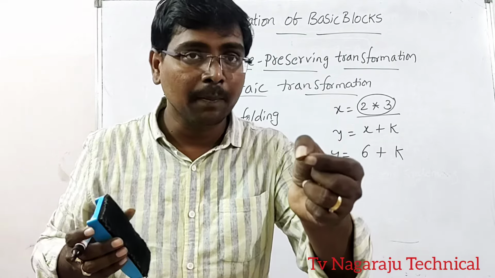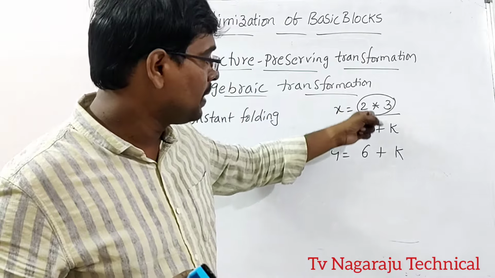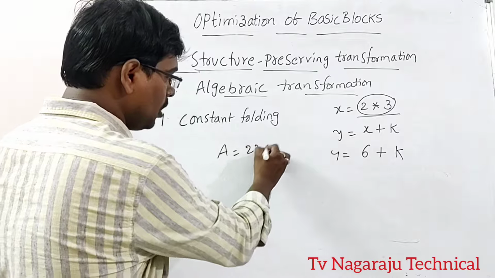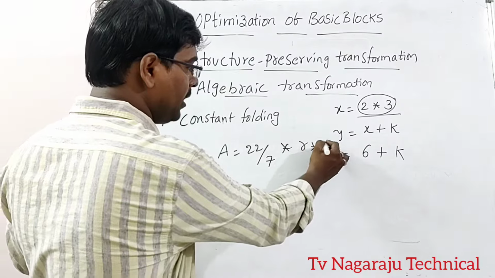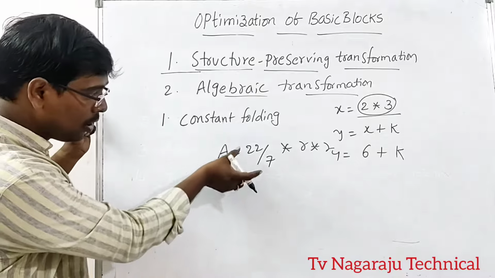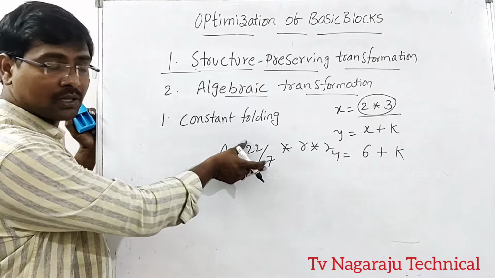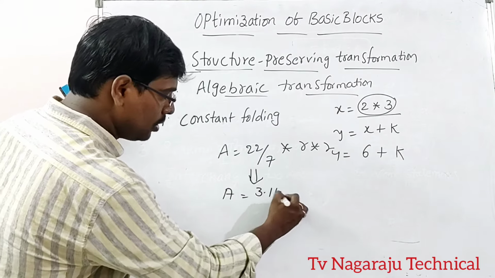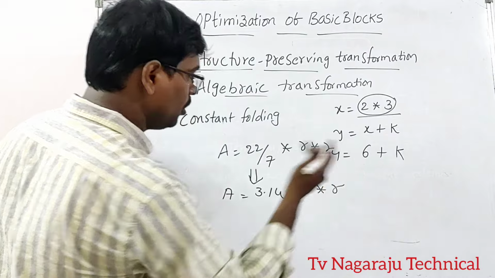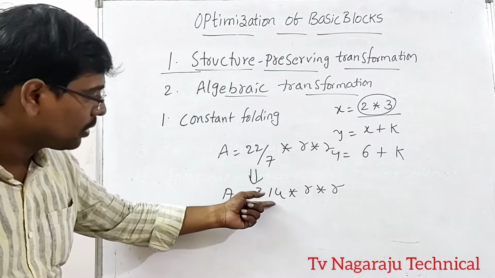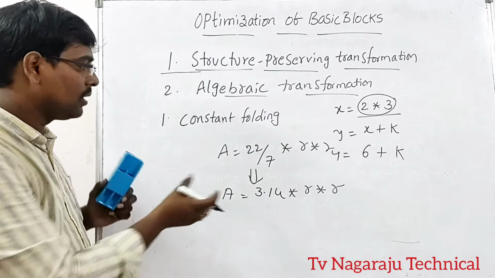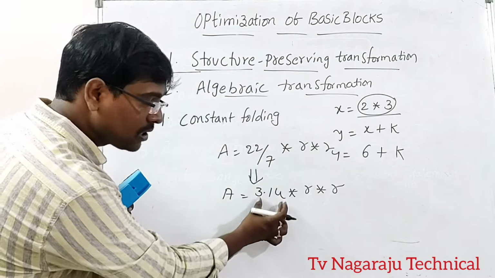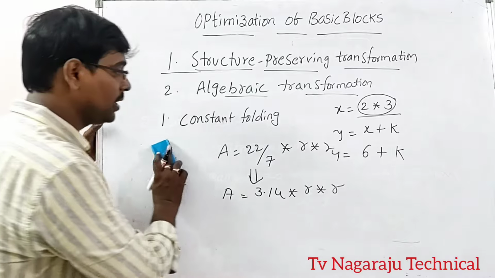Whenever that expression appears, it is replaced with the value. Or else, suppose a is equal to 22 by 7 into r into r. Here we need to evaluate the expression. So how to optimize the code? A is equal to 3.14 into r into r. This is constant folding. Evaluate the expression and turn it into a constant.